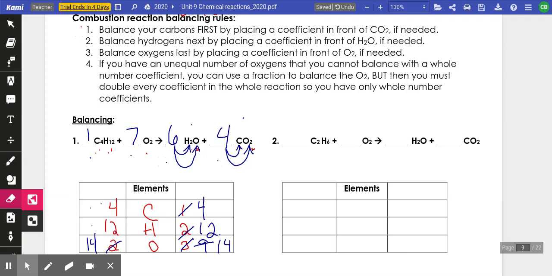But now the second example is going to show you one step more complicated where we have to use this 4th bullet point here. So let's start out by, again, labeling all my elements here and counting everything up. So to start with, on my reactant side, I have 2 carbons, 6 hydrogens, and 2 oxygens. On the product side, 1 carbon, 2 hydrogens, 3 oxygens.